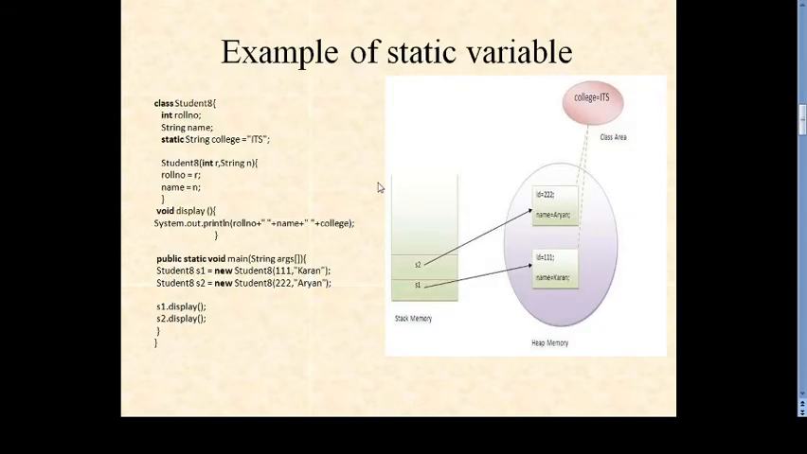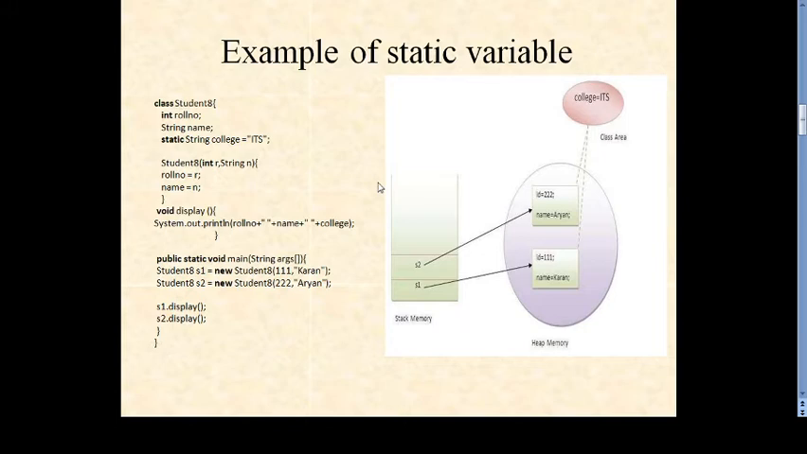Example for static. Here we are taking a student class consisting of roll number, name and college. The college name is common to all students. This property can be shared among all the objects so that we can save memory. To make use of that feature, we have to make the variable static so that this variable is shared among all the objects.